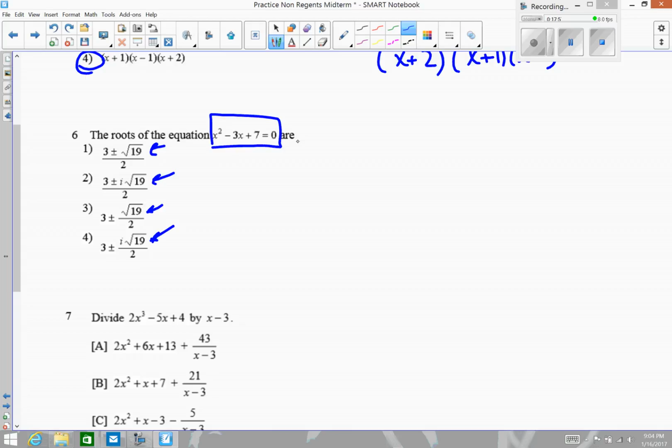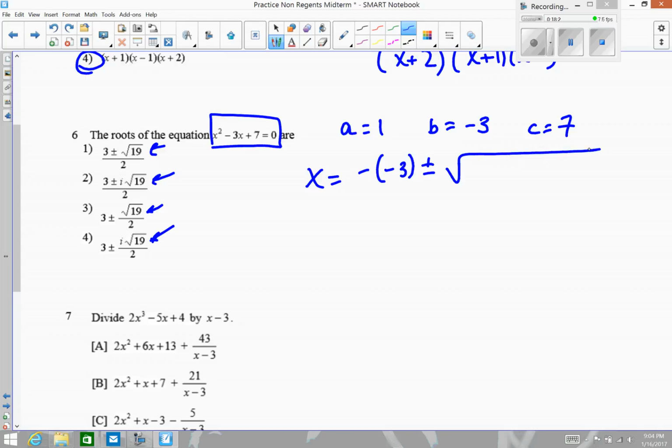This is already in standard form, so I can pick out my A, B, and C values pretty quickly here. And when you do this, make sure your equation is in standard form. Alright, so I'm going to use my quadratic formula. This, by the way, is given to you on your reference sheet, so you don't have to worry about memorizing it.